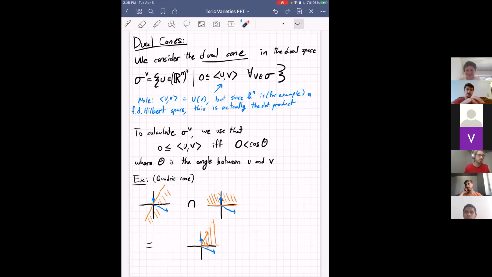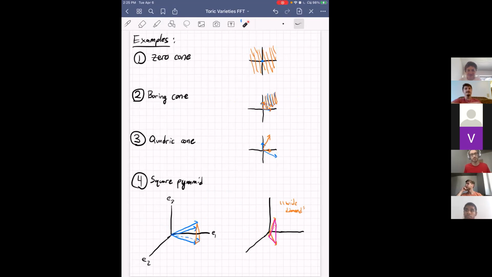So let me do some more examples. For the zero cone, at least for the first three, my dual cones are in orange. Anything dotted with 0 is 0, and 0 happens to be greater than or equal to 0. So it turns out all of R2 in this case, or Rn, is indeed part of the dual cone of the zero cone. The dual cone of the zero cone is the whole thing.